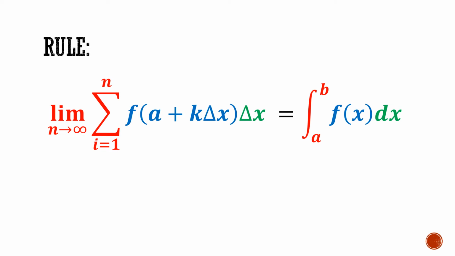So if you do the limit as n approaches infinity of the sum of all your rectangles, and you find f of whatever rectangle you're on, so that's going to be your height, times delta x, which is your base, that's giving you the area of a rectangle. And we can say that equals the integral from a to b of some function f of x dx. This is the most important formula that you're going to need to know for this lesson.